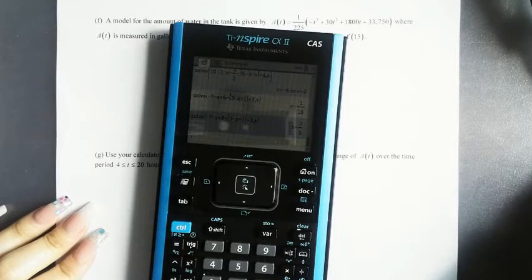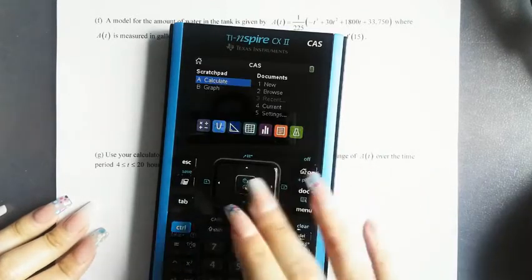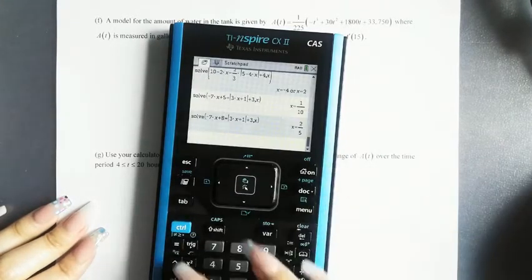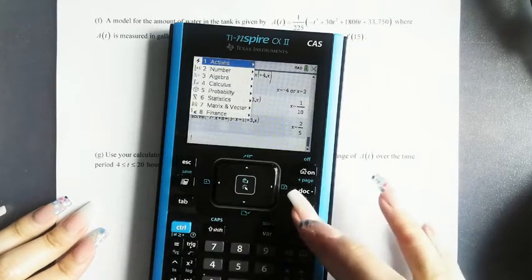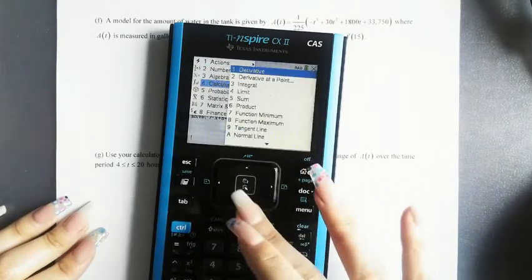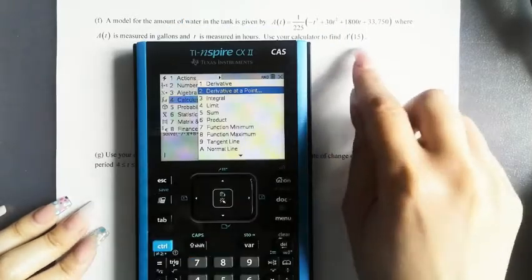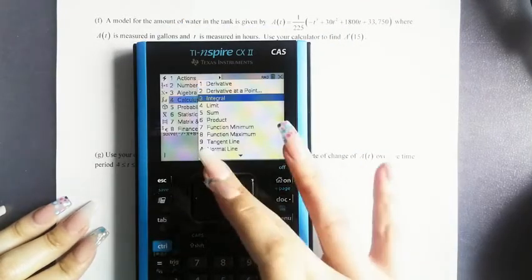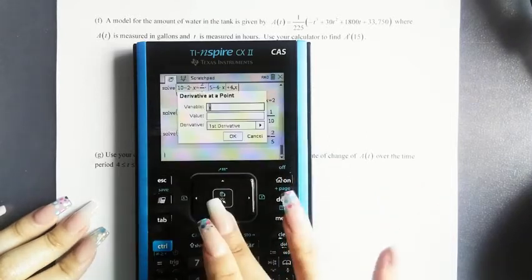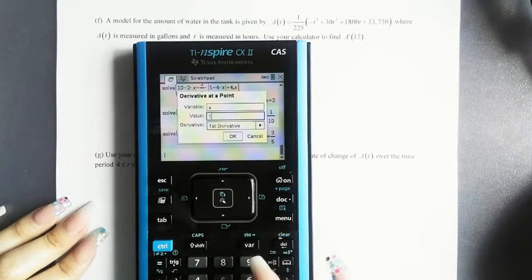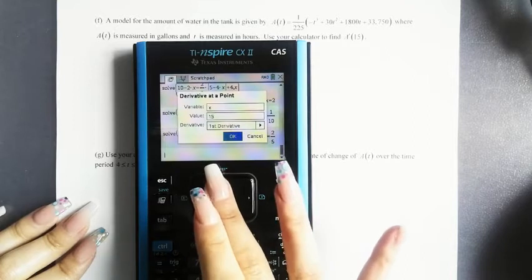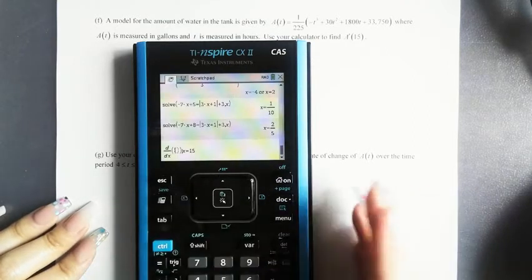So I turn on my calculator. What you're going to do is go to menu, calculus, and then the derivative at a point. Why the derivative? You have the prime and you have the point. What's going to be your point? 15. So the value you want is 15. Then you go to OK. After that, what are you going to do?